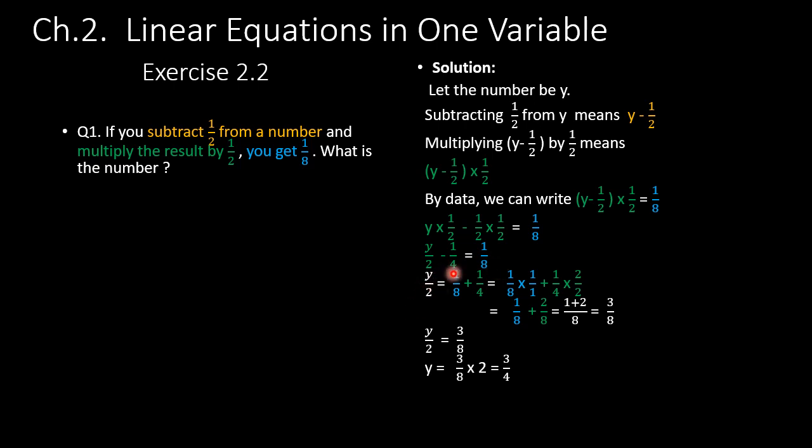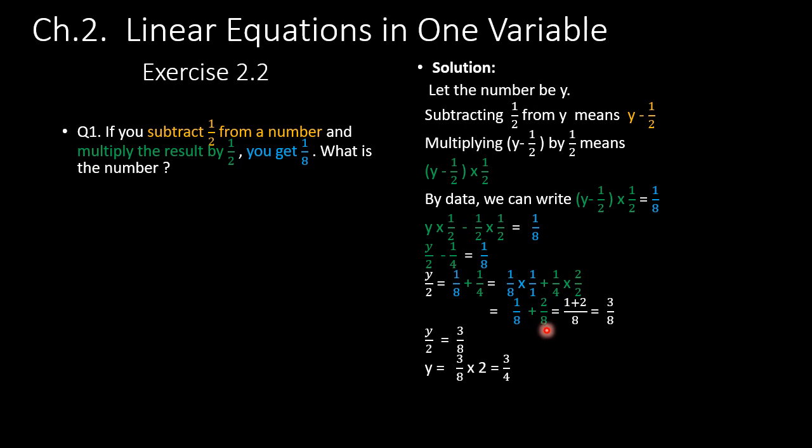Now we have to take minus 1 by 4 to the other side. So it becomes y by 2 is equal to 1 by 8 plus 1 by 4. Now we have different denominators, so we have to find the LCM. LCM is 8. So 1 by 8 we have to multiply with 1 by 1 and 1 by 4 we have to multiply with 2 by 2.